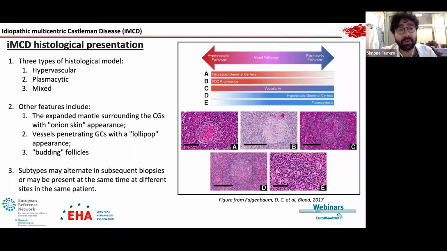This is the typical histological presentation of iMCD. Probably you've already heard about this in a previous webinar. But there are three types of histological presentation: the hypervascular type of iMCD, and on the other side, the plasmacytic subtype. But sometimes the histology can be mixed.